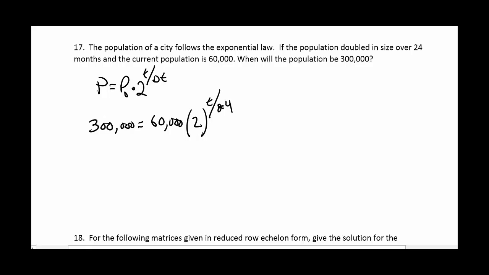Okay, so right now my variable is buried inside the exponent there. So what I want to do is isolate that expression by dividing. So I'm going to divide both sides by 60,000.